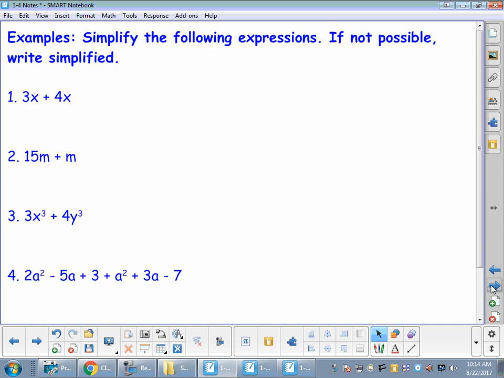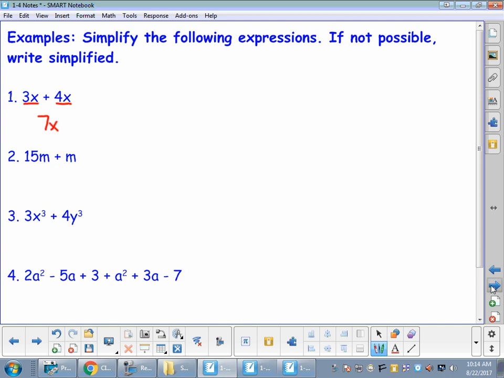It says simplify the following expressions. If not possible, write simplified. Just say, hey, I can't do anything to this. So I have 3 x's here and I have 4 x's here. There's a better way to say that. I'd rather just add the coefficients and say that there are 7 x's.